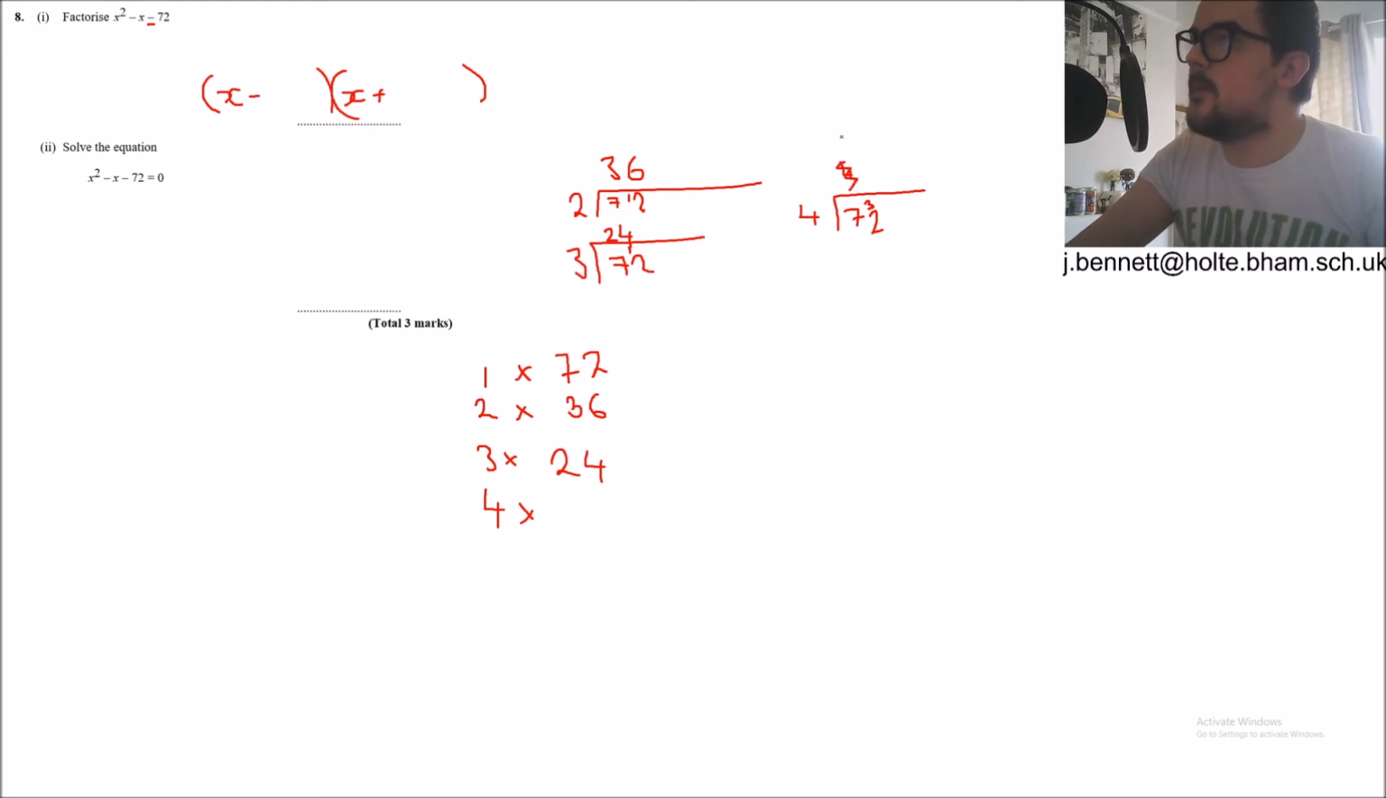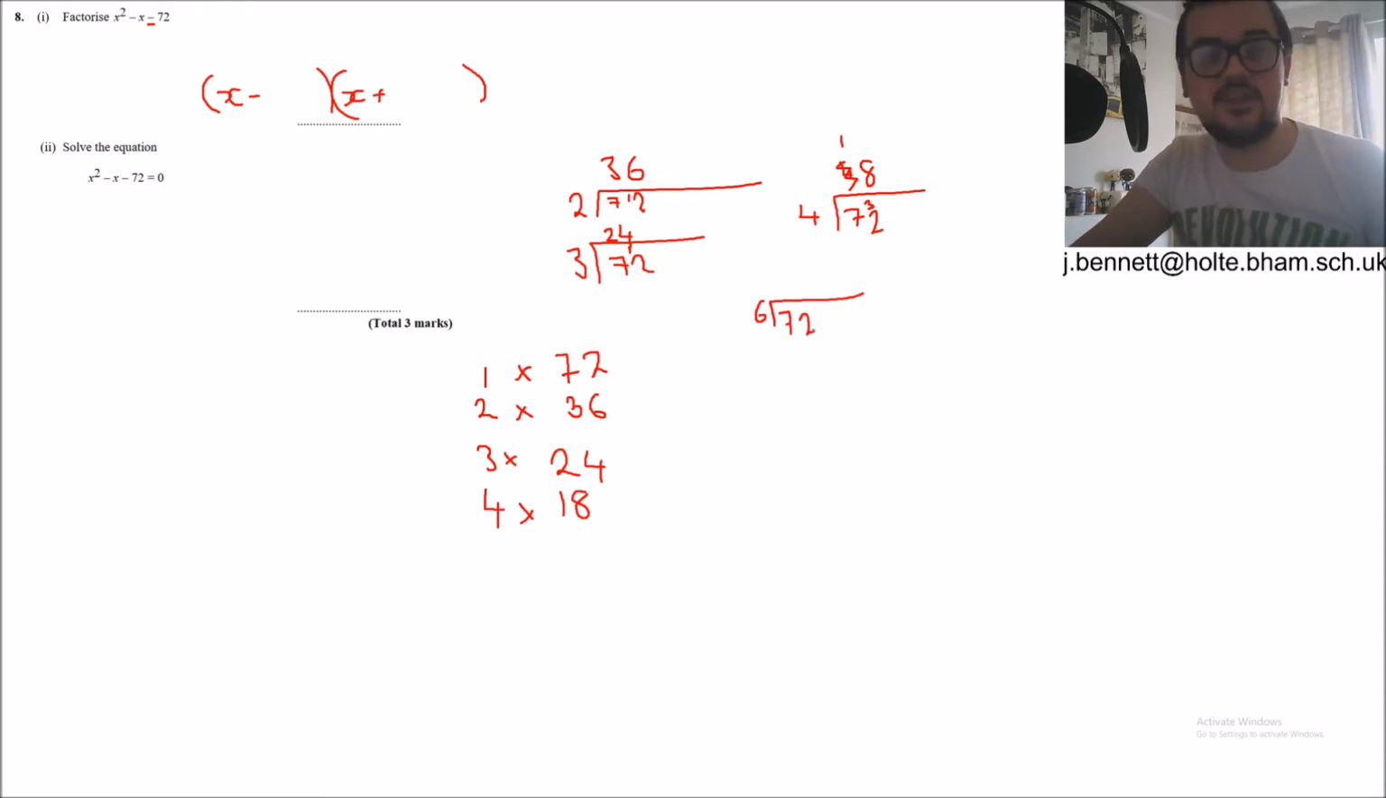Sorry, that should be a 1. 8. 18. 5 is not a 5 because any multiple of 5 ends in a 5 or a 0. So we can skip 5. 6. So we do 6, 72.